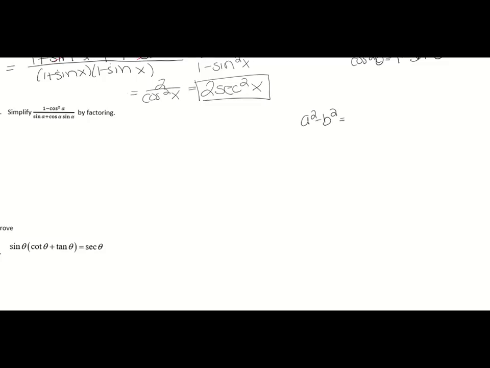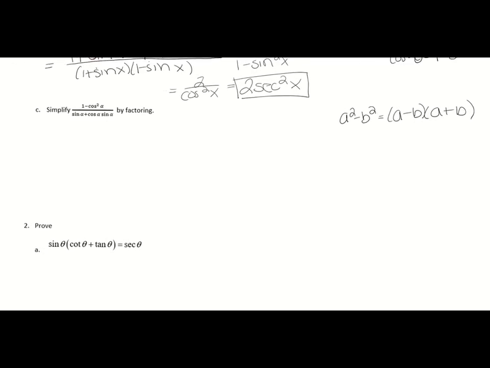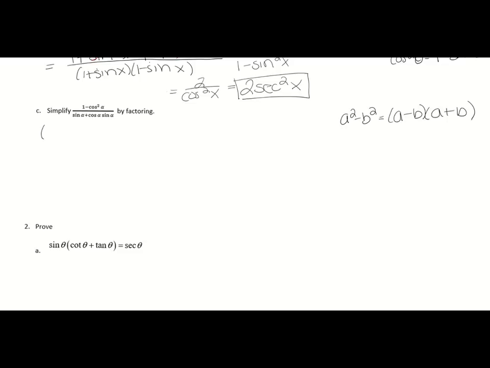So instead of having 1 minus cosine squared alpha, I'm going to factor it by writing it as 1 minus cosine alpha times 1 plus cosine alpha. Now in the denominator, I can factor because sine alpha plus cosine alpha sine alpha have a greatest common factor of sine alpha. They both have a sine alpha. So I'm going to factor it out. In the first term, I'll be left with 1. And in the second term, I'll be left with cosine alpha.